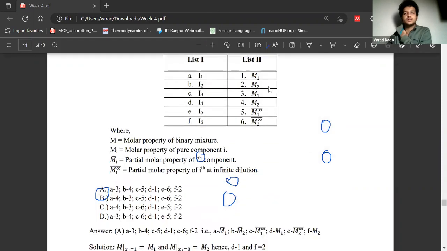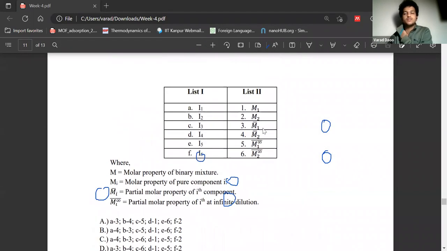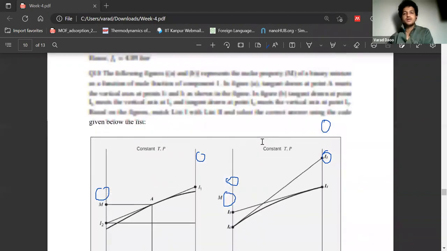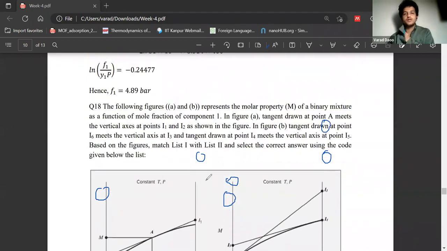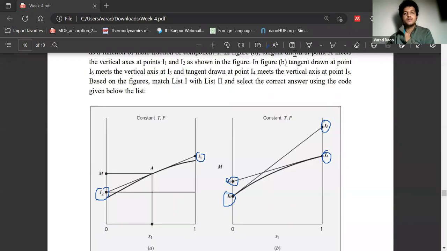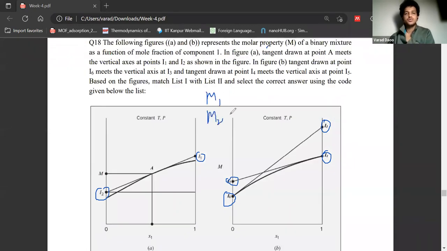So options are this, right? M1, M2, M1 bar, M2 bar, M1 bar infinity, M2 bar infinity. Which of these is M1? Which is M2? Which is M1 bar? Which is M2 bar? Which is M1 bar infinity? Which is M2 bar infinity? This is what we have to find, and once you get it, you can write the answer. I'll give you 5 minutes to solve it.